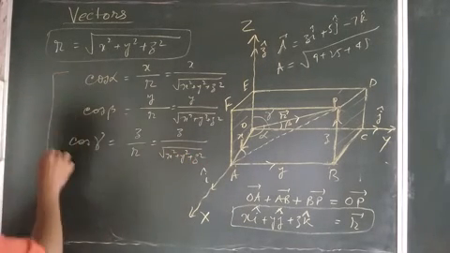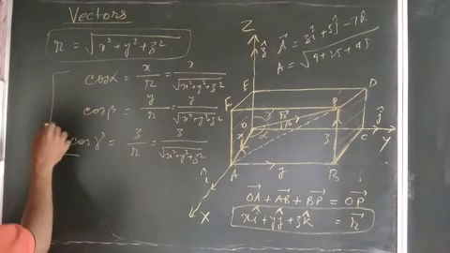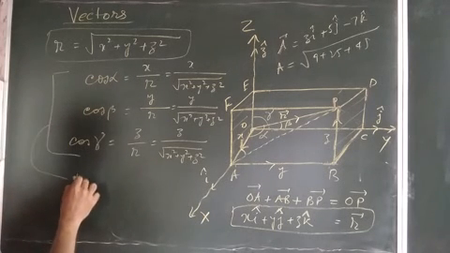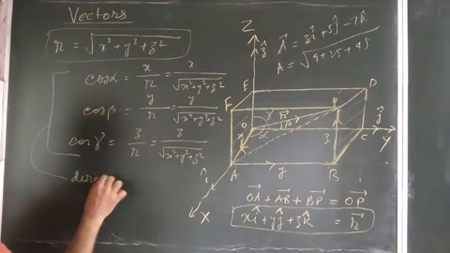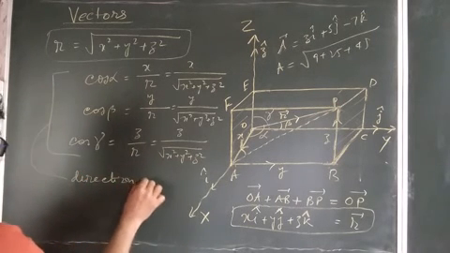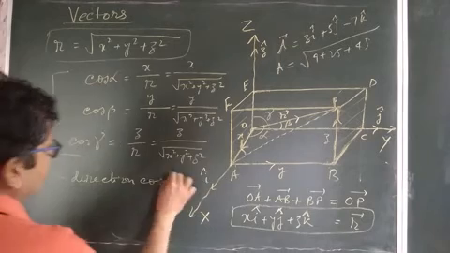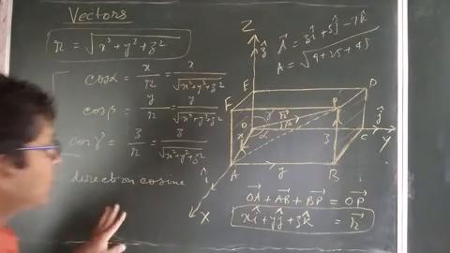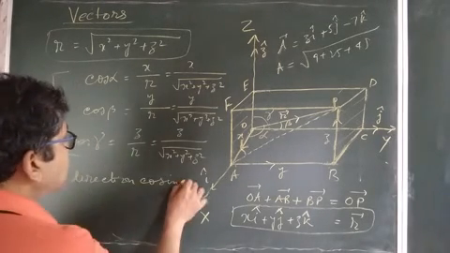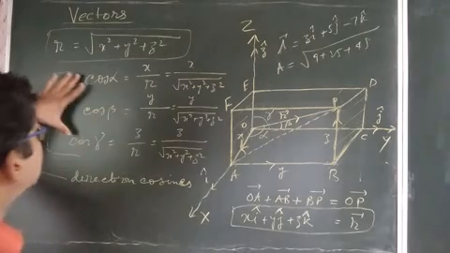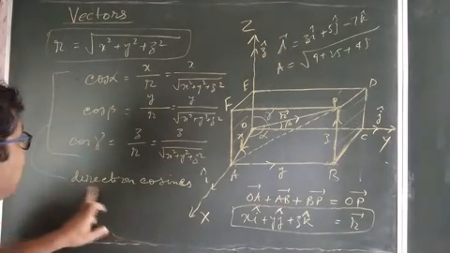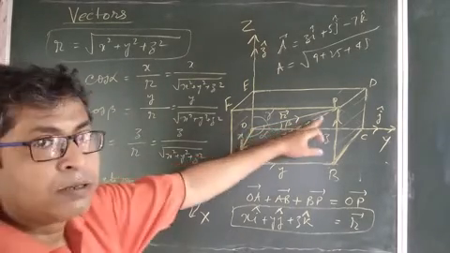these three expressions are called direction cosines. You will read this in mathematics also, direction cosines, because these are certain expressions of cosines which indicate the direction of the resultant vector.